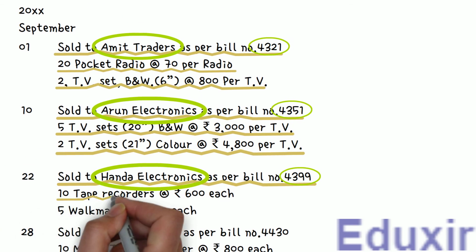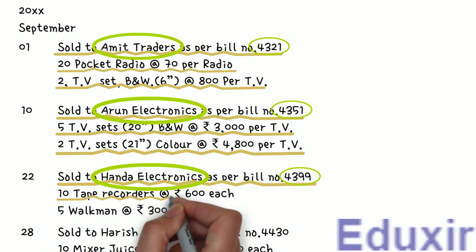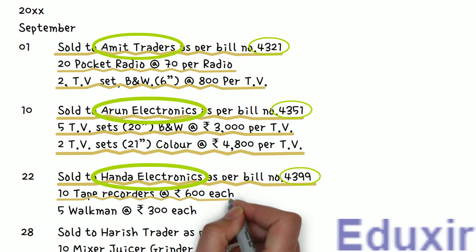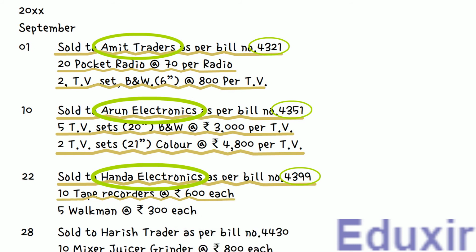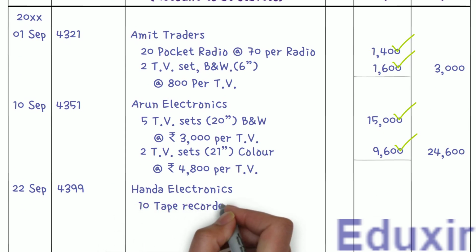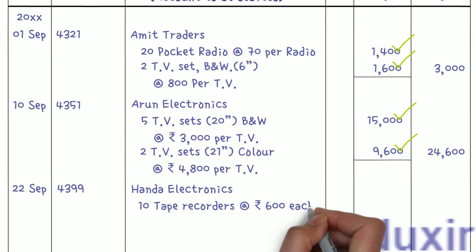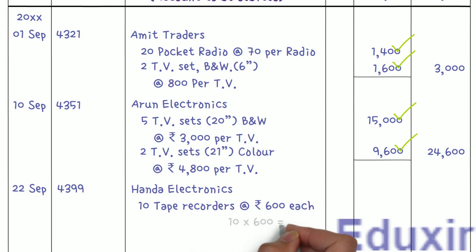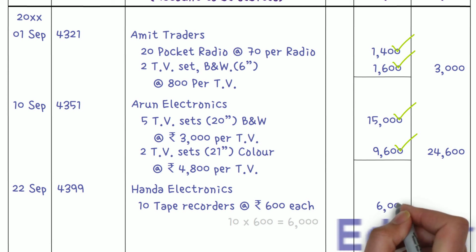In this transaction, the business has sold 10 tape recorders at the rate of 600 rupees each. Let us now generalize this transaction. Let us first write the sales details as 10 tape recorders at the rate of 600 rupees each. 10 600s are 6000 rupees. Let us now record these 6000 rupees in the details column.